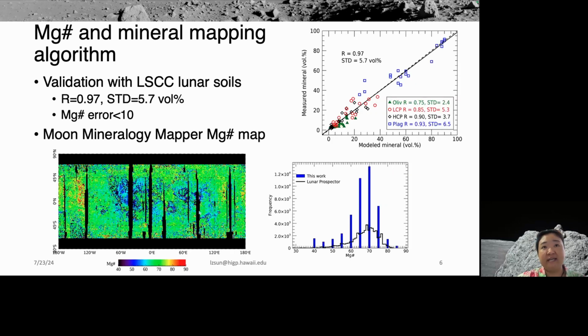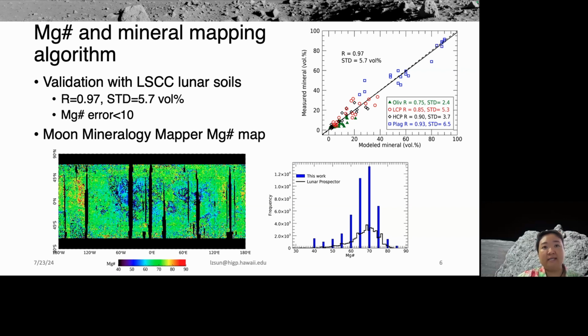And here's some validation of the model. We used both the LCC lunar soils and Lunar Prospector data. For the LCC lunar soils, which use 90 soils, the correlation for the minerals is almost near 1, which is a great correlation. The magnesium number estimation error is a little bit high, around 10. But this is because the LCC soils have a very narrow range in magnesium number variation.